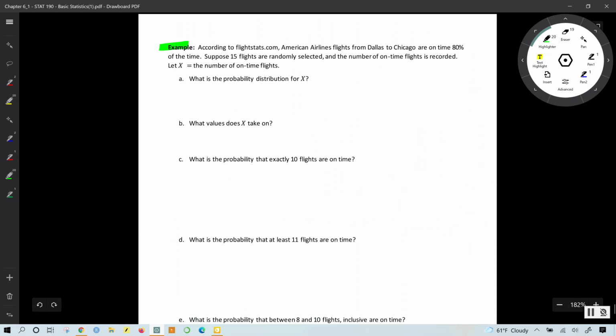In this example, we're told that according to flightstats.com, American Airlines flights from Dallas to Chicago are on time 80% of the time. Suppose 15 flights are randomly selected and the number of on-time flights is recorded. Let x equal the number of on-time flights. What is the probability distribution for x?